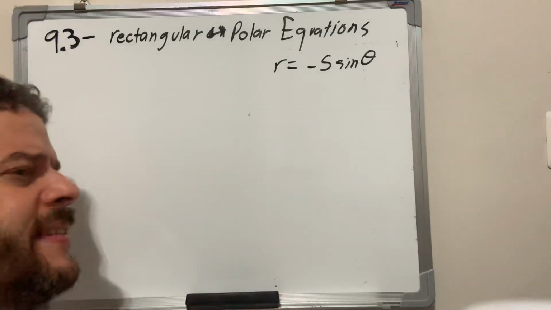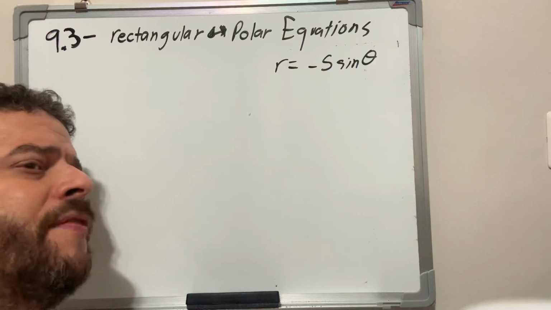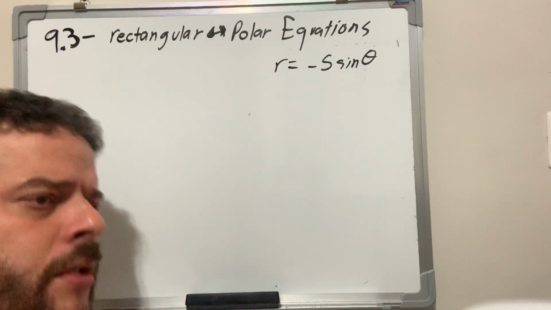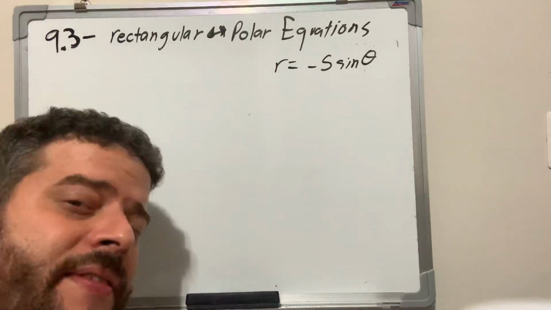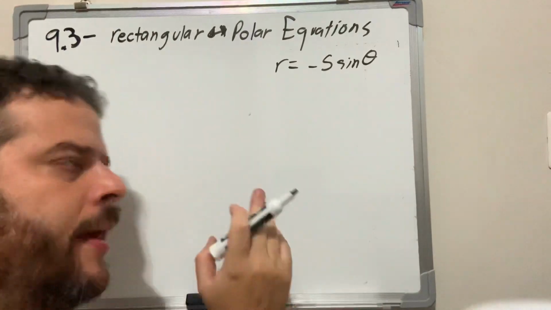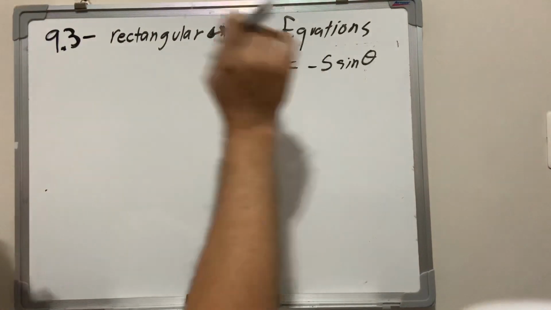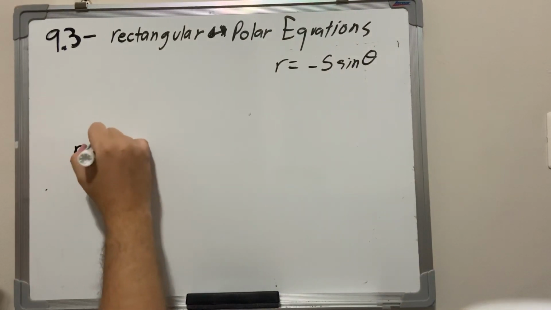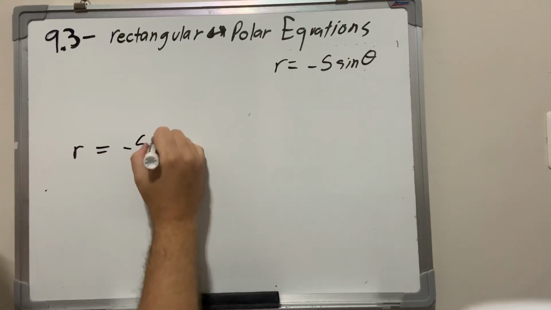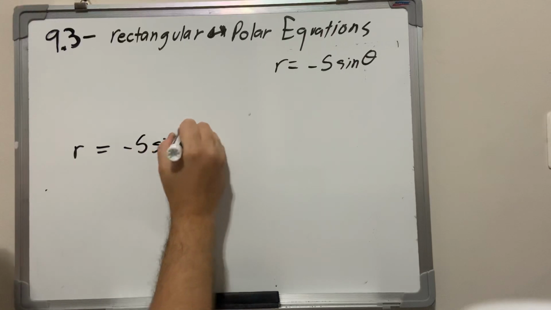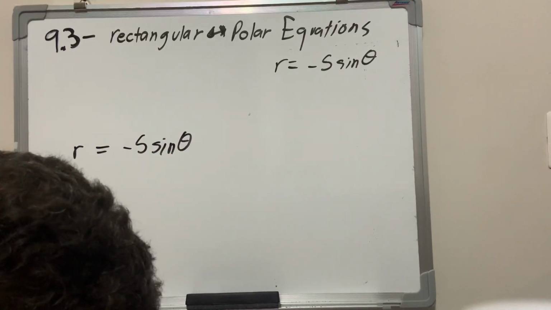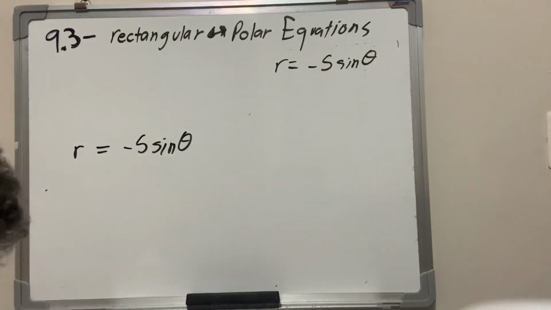The only thing you guys have to really watch for is going from rectangular to polar. There's binomial expansion. There's a couple of other tricky processes, like in the second example, where you have to divide by almost everything on one side. But this is pretty straightforward. Let's go over this one. R equals minus 5 sine theta. Let me just confirm. Okay, yeah, that's it. Perfect.